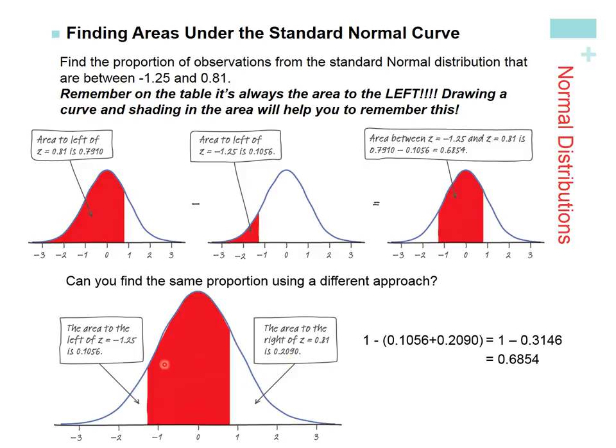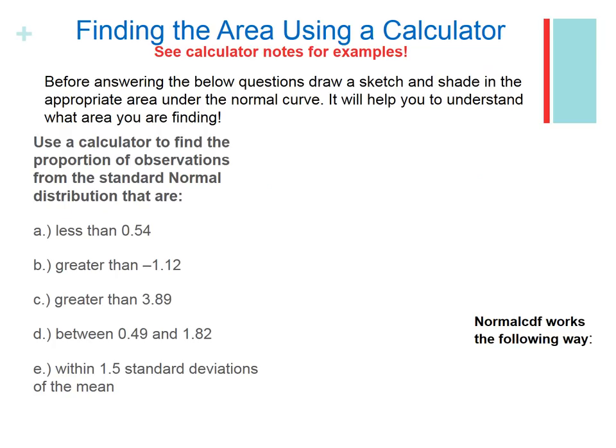So when I find this area that I have shaded in red, what do I not want? I don't want this area that's in white, and I don't want this area that's in white. Remember that the whole area under the curve is 1. So if I take 1 minus the area that I didn't want in white over here, plus the area that I didn't want over here, I can do 1 minus both of these white areas to give me the area in red, which is 0.6854, which is the exact same answer that you got here.